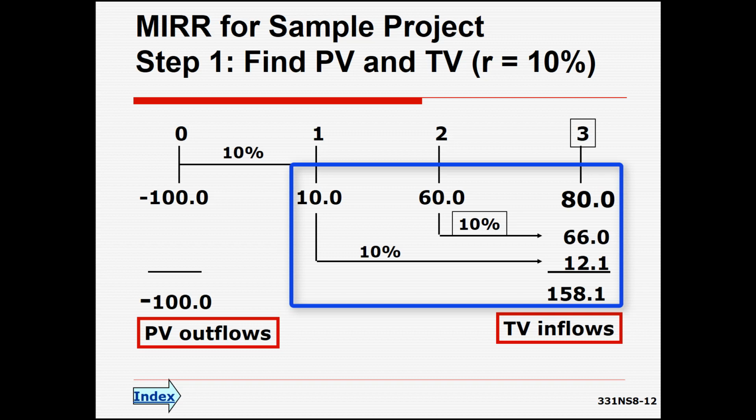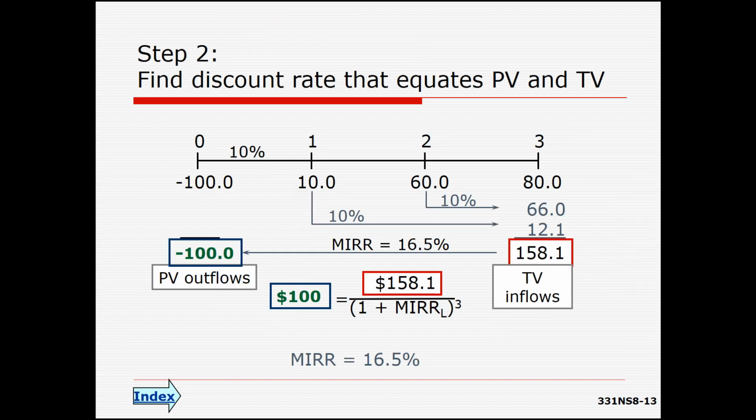In this example, the cash flow 1 of $10 is future valued 2 years, so it's 10 times 1.10 squared. The $60 is future valued 1 year, and the 80 is already at the end of the timeline. These are added together. We need to find the discount rate that will grow the $100 outflow at time 0 to the terminal value of inflows of 158.1.